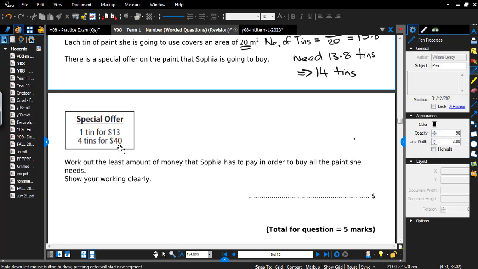So let's use that. If we bought 4 of them, if we bought 16 tins, let's try it. So let's say we bought 16 tins, but we only need 14, right? But let's say 16 tins. We could do 4 by 4 and by 40. Okay? Because we know you get 4 tins for 40.